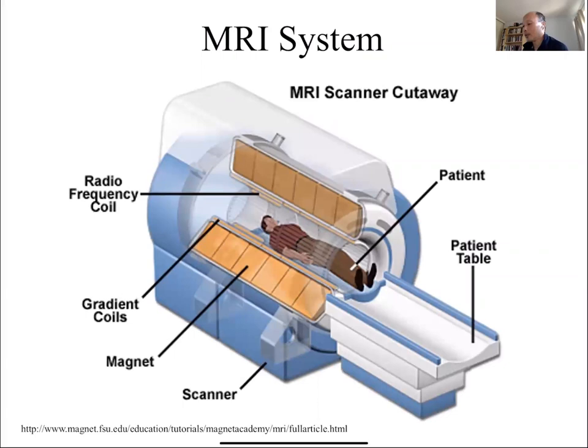So this is what an MRI system looks like, or this is the most common design for an MRI system. We'll show some other designs later. But the basic idea is the largest part of the system is this magnet here. As we'll talk about, this is what creates the main magnetic field.